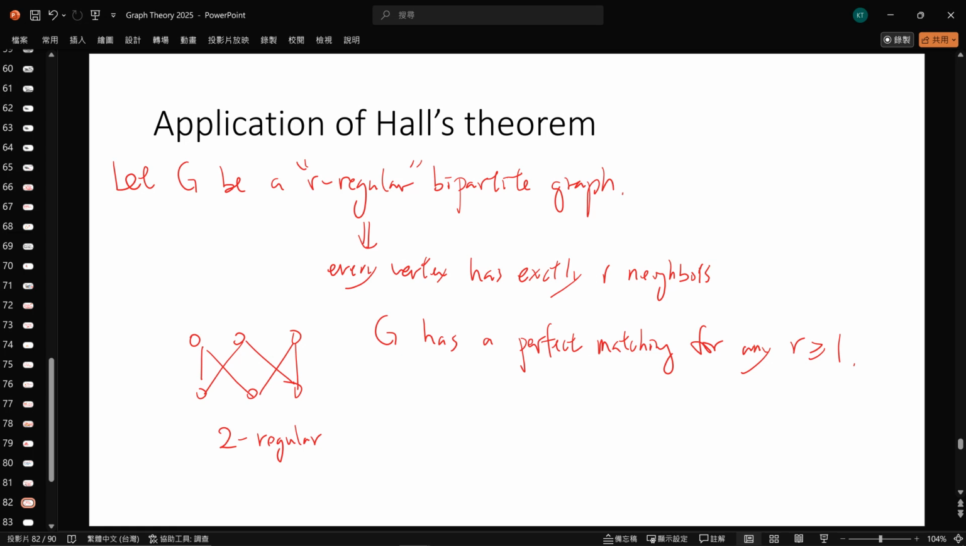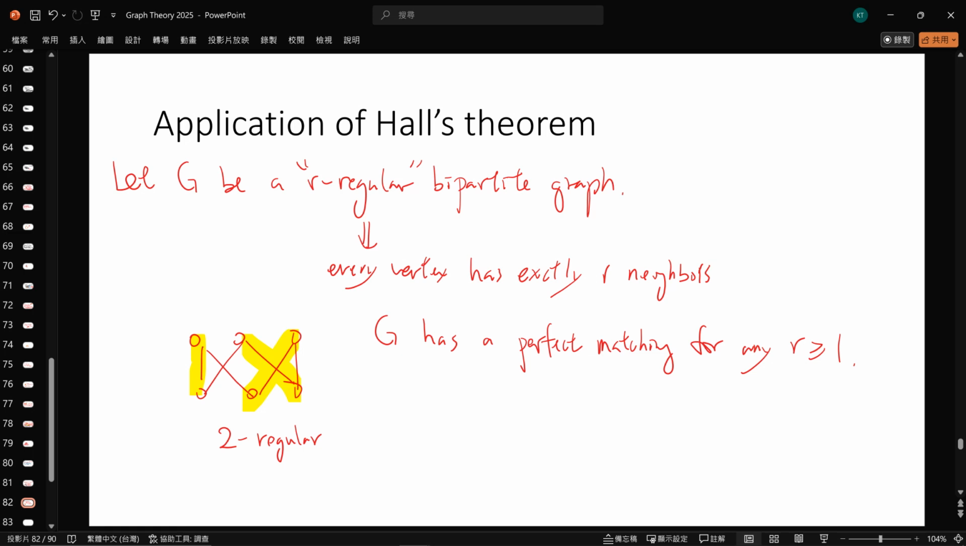So clearly, to have a matching for every vertex, you should have at least one neighbor. So the degree should be at least 1. So we only consider the case where R is at least 1. Because when R is 0, which is a 0 regular graph, there's just no edge in the graph. For example, like this graph, we can have this matching. This matching is a perfect matching because it saturates all the vertices.